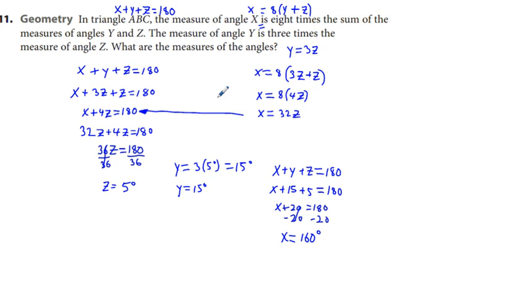And the last thing you can do is go back and check to make sure that you are right. If we take y plus z, that's going to be 20. 8 times 20 is 160, check. 3 times 5 is 15, check. All these 3 add up to 180 degrees. 5 plus 15 plus 160.